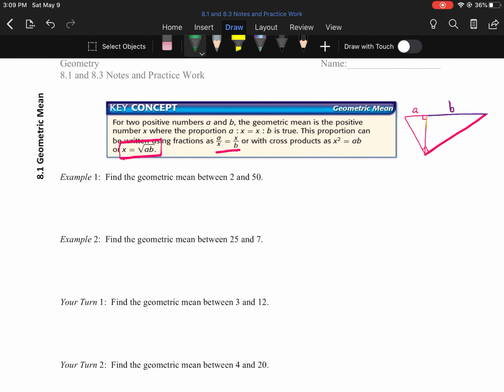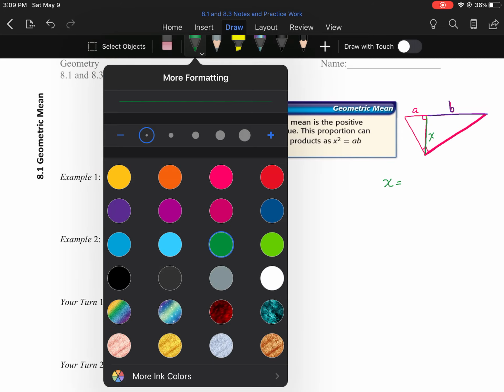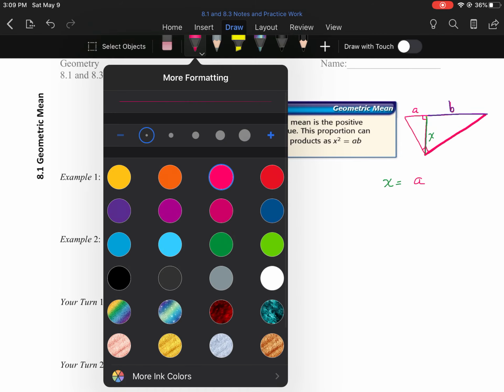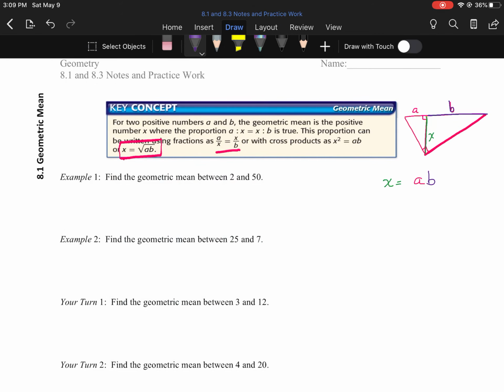that's not a very good color to choose. There, now we can see the green. That is actually our X. So it says X is equal to, when we cross multiply these, A times B, I'll just use black for the square root. All right, so pretty much you just have to multiply those two numbers together, take the square root, and then that is going to actually be what that's equal to.